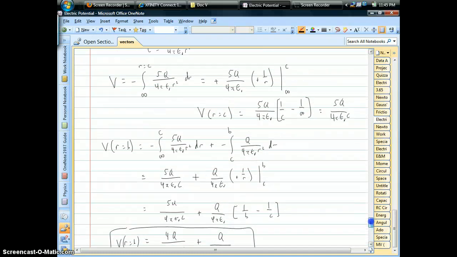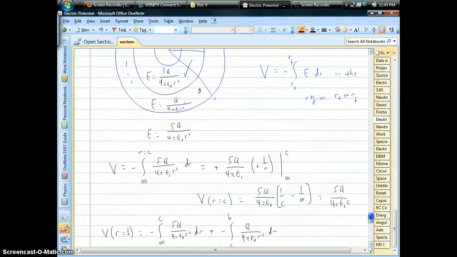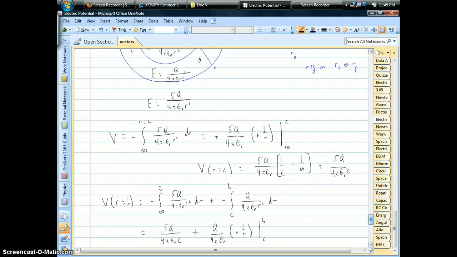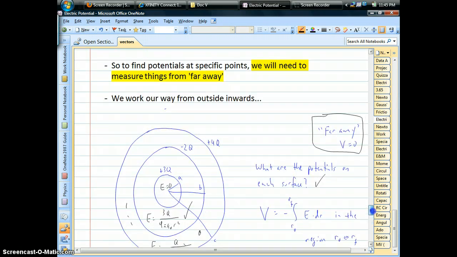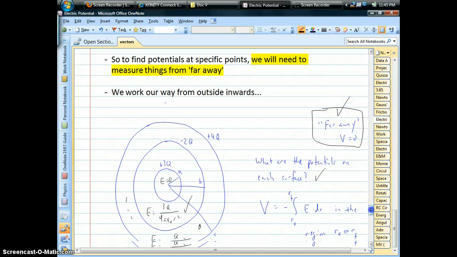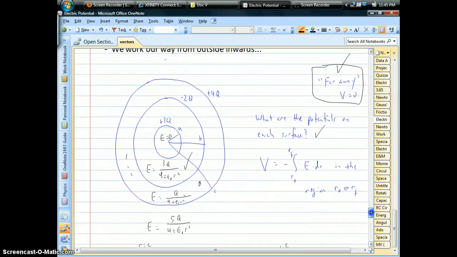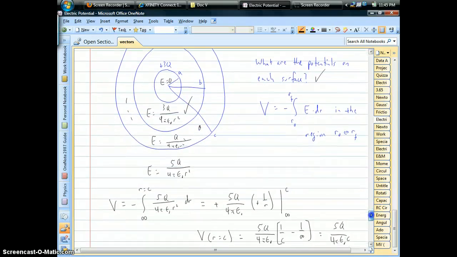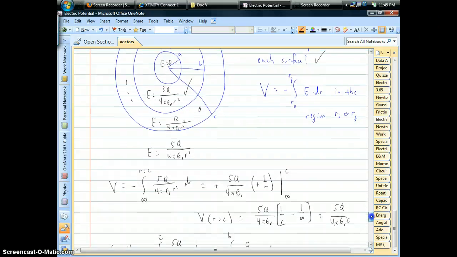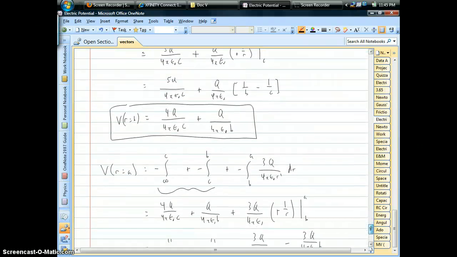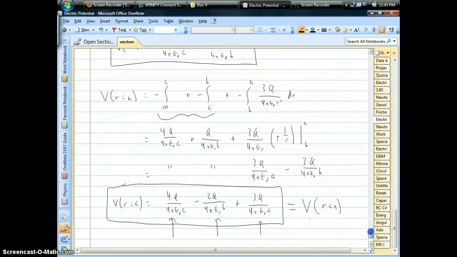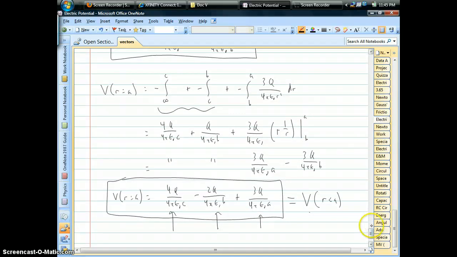Okay, so it looks messy, certainly. It takes a little bit of time to go through and do the algebra, but in the end, the key idea is we're measuring things relative to far away, relative to a zero voltage point. We're doing integrals of electric fields, where the fields are found with Gauss's law, and we're just adding voltages together as we work inwards to get the voltages on those different surfaces.